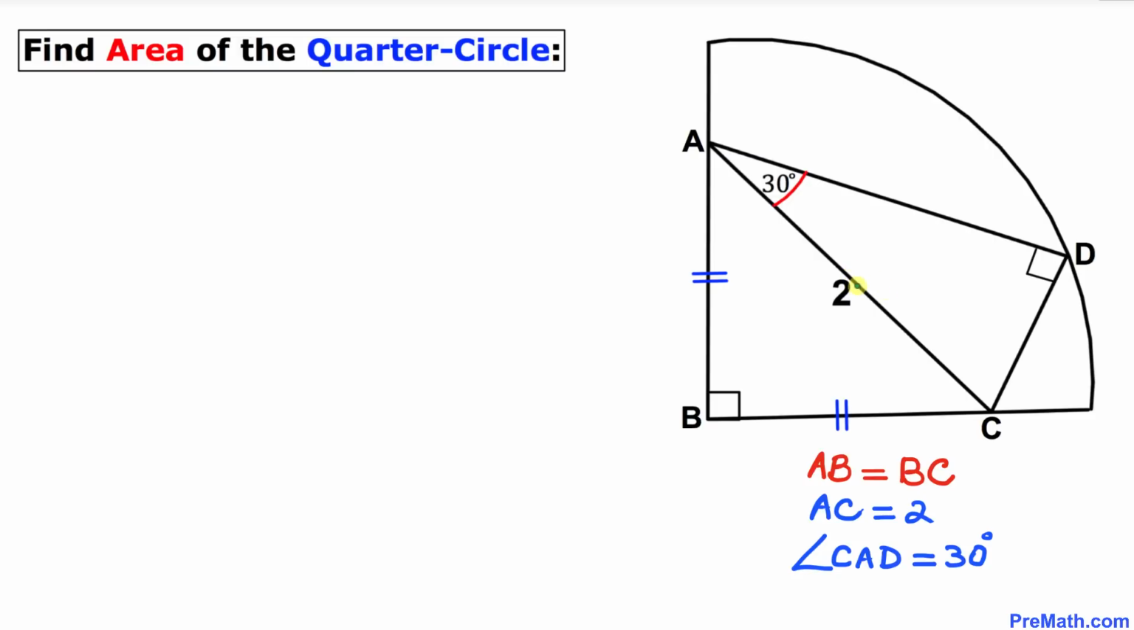In this video tutorial, we have got this right triangle ADC inside the quarter circle, as you can see in this figure, such that this side length AC is 2 units and this angle CAD is 30 degrees, and moreover this side AB is equal to this side BC, and now we are going to find the area of this quarter circle. So let's go ahead and get started with the solution.